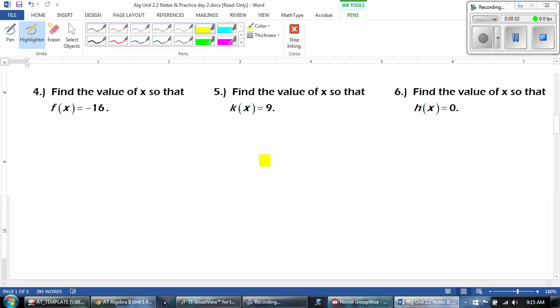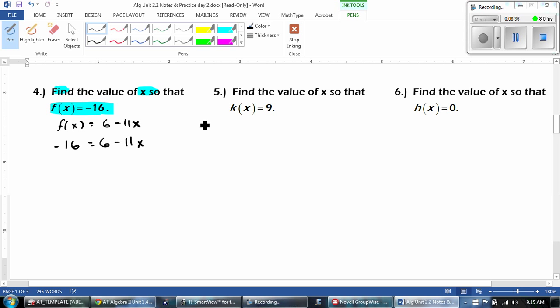Now they're telling us to find the value of x, so we have to find x so that f of x equals negative 16. So now what we're going to do is take that negative 16 and set it equal to the 6 minus 11x. So let me just show you. We know that f of x equals 6 minus 11x. So I'm going to take that negative 16 and now we're going to solve.